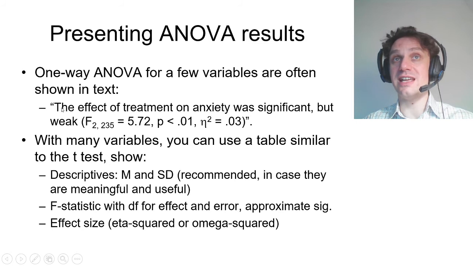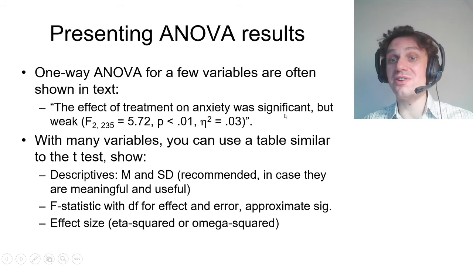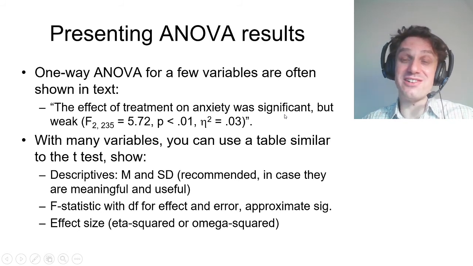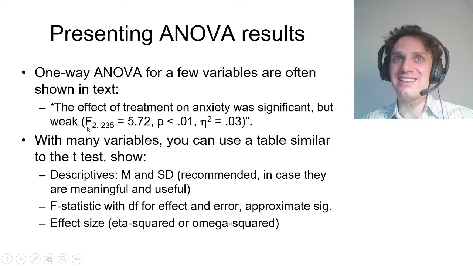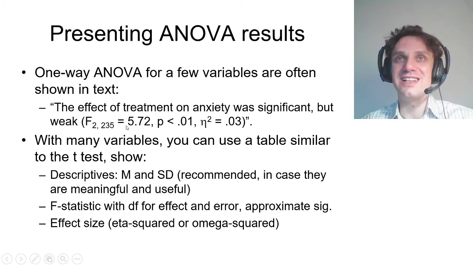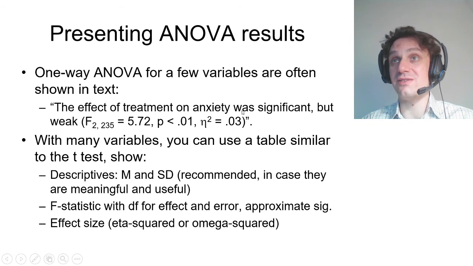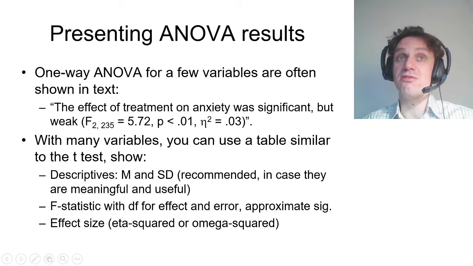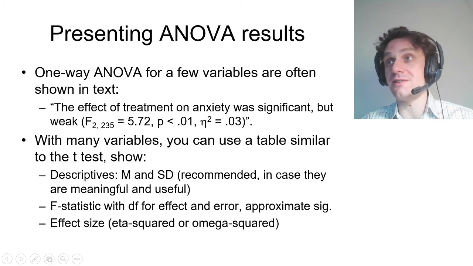And for each comparison, you can just state your results like this. The effect of treatment on anxiety was significant, for example, if you're comparing a control group and two intervention groups. And here for the F statistic, you have 2 degrees of freedom for effect, which is the number of groups compared minus 1, and for error, which is the number of individuals minus the number of groups. Then the value of this F statistic, significance, and eta squared. So this effect explains 3% of variance. It's not very strong, but it's not super weak either.